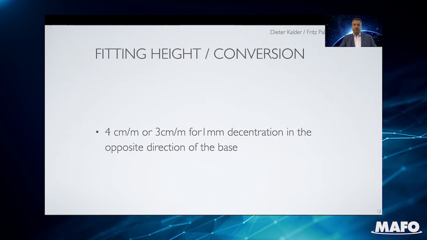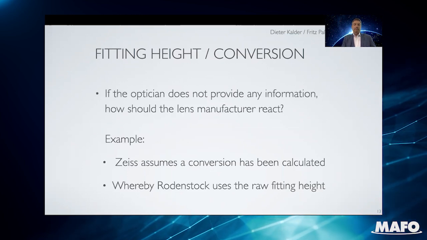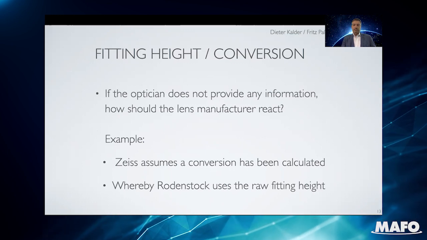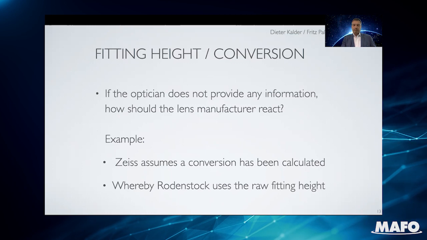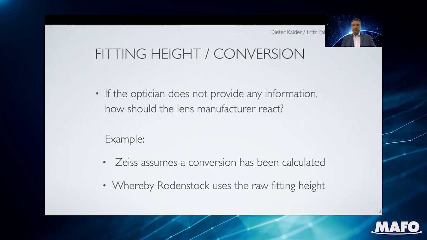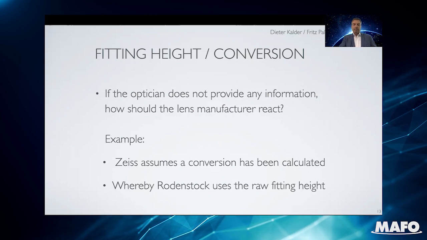If the optician does not provide any additional PD information, the lens manufacturer must rely on industry standards. But does the optician know this? For example, some manufacturers, like Zeiss, assume a conversion has been calculated, whereas others, for example Rodenstock, use the raw fitting height.